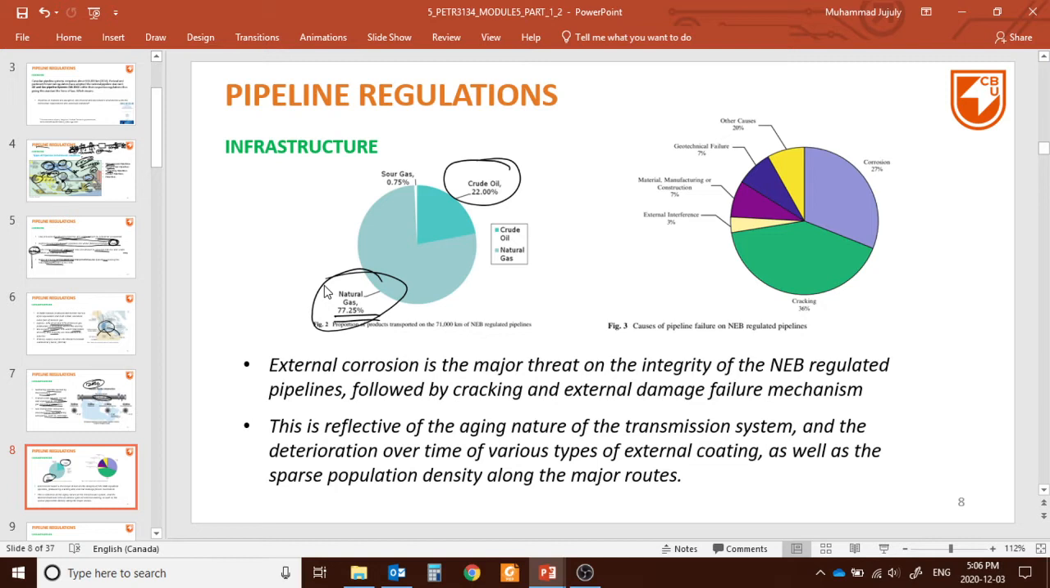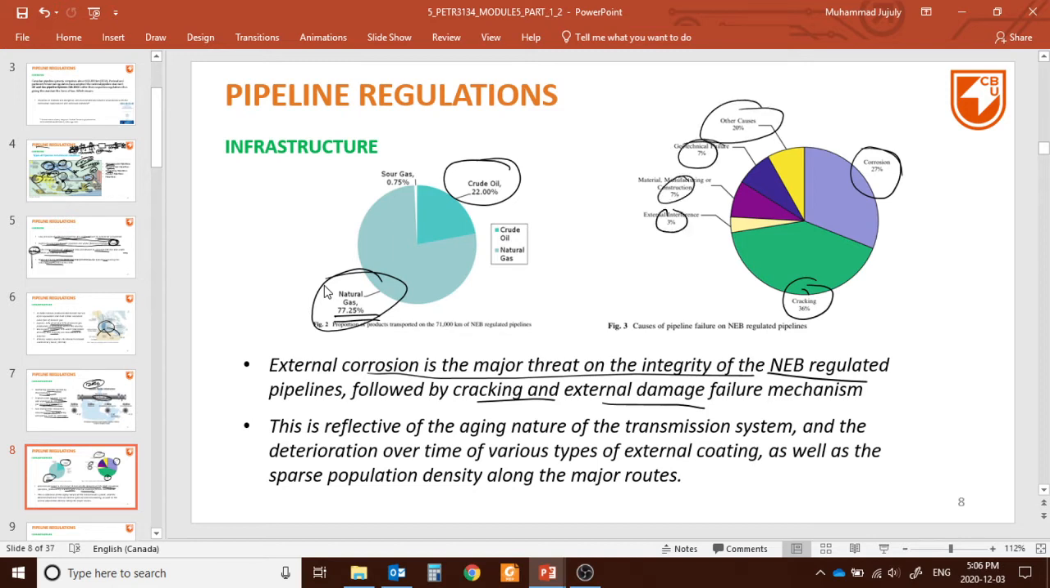in the case of the infrastructure, we have to be very careful about what the main causes of threats to the infrastructure are. Okay, so the NEB says external corrosion is one of the major threats to the integrity of the pipeline. Okay, integrity means the wellness of the pipeline. It is followed by cracking and external damage, as you can see here: corrosion, cracking, and other causes.